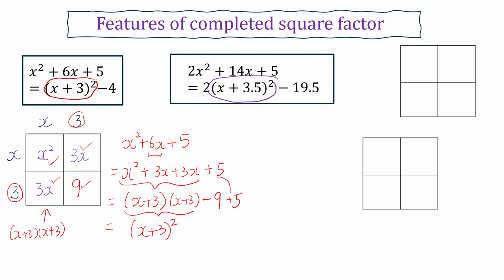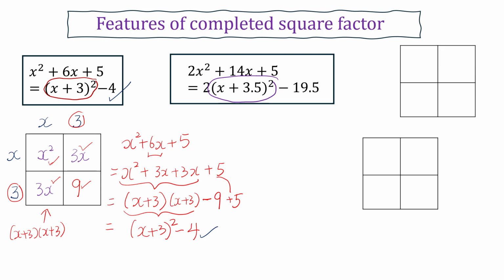Negative 9 plus 5 gives me negative 4. So this is the answer that I've shown you here. It's the same answer. Okay? Right. Now let's look at the second example.